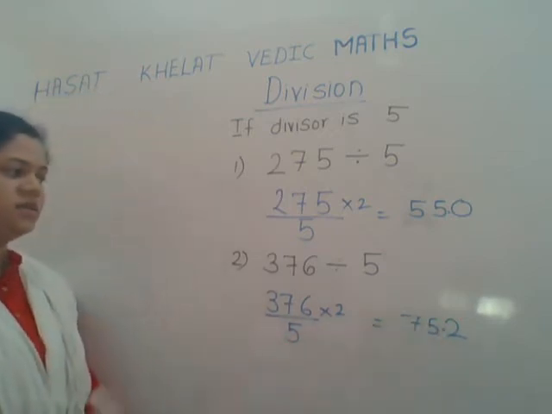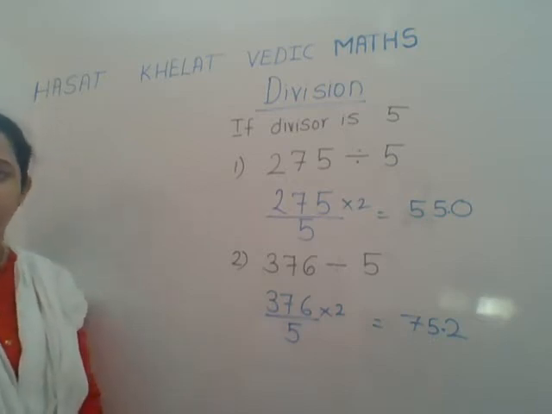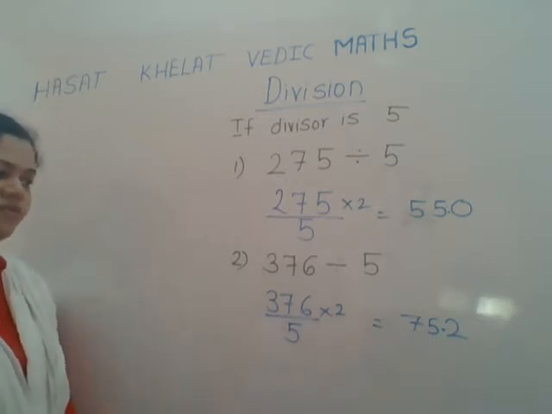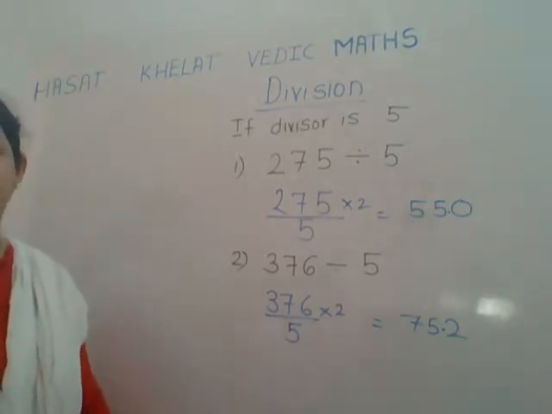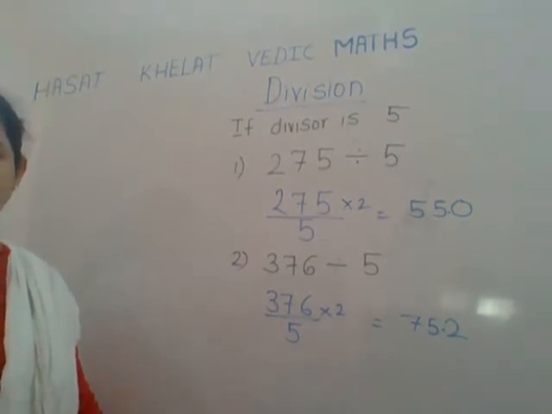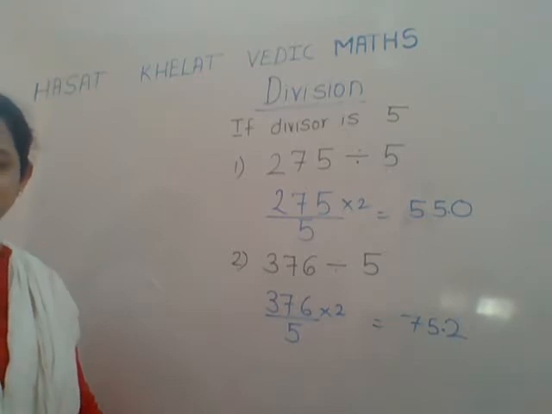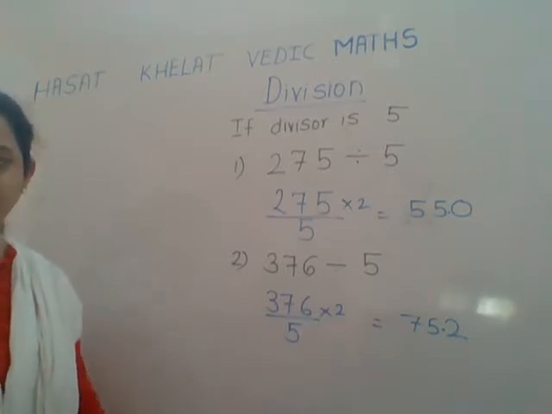So what is our answer? 376 divided by 5 is 75.2. Okay, this is our answer, 75.2. Is this method clear to you? Easy method. Okay, who is answering yes? Bharti, do you want me to repeat it?